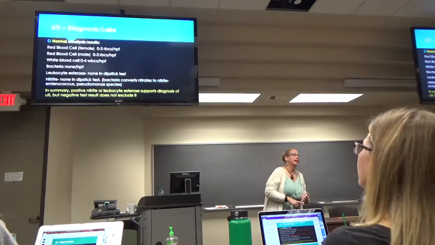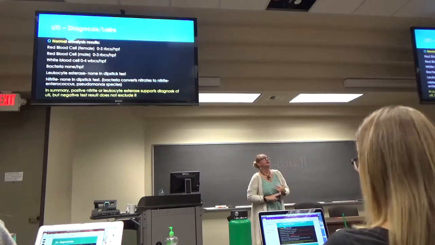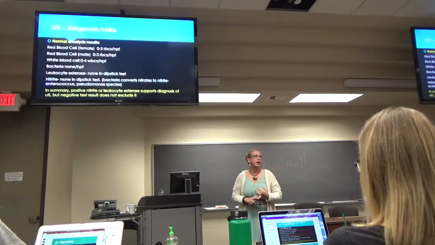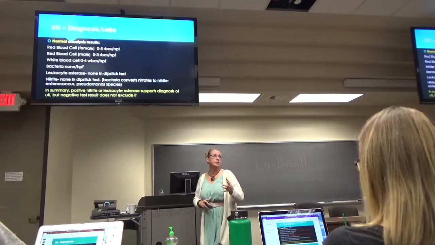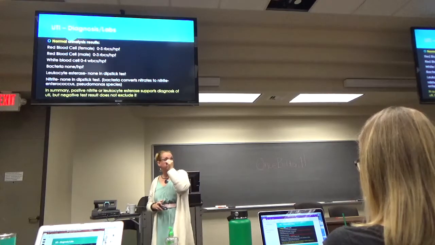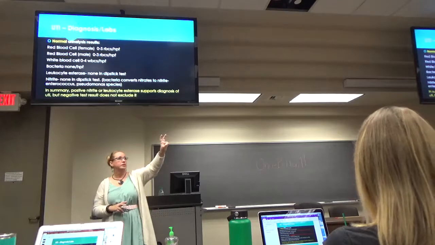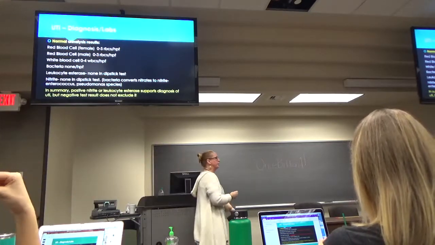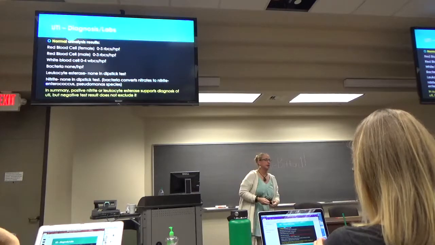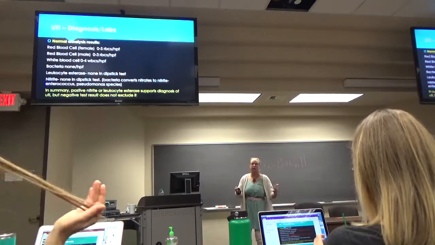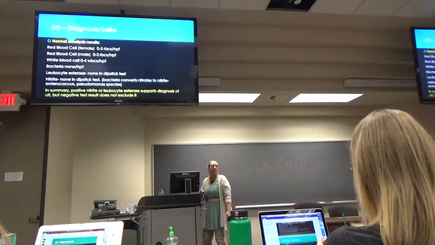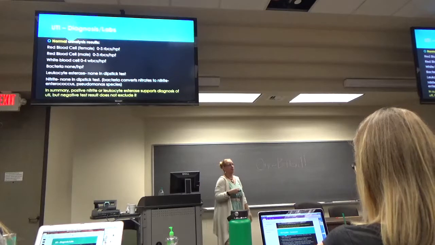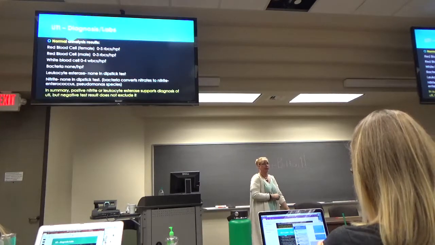Nitrites are what's on the dipstick. Nitrates convert to nitrites when you've got those two common bacteria. So a positive nitrite is a UTI until proven otherwise. In summary, though, positive nitrite or leukocyte esterase supports a diagnosis, but a negative one does not mean that you don't have one.